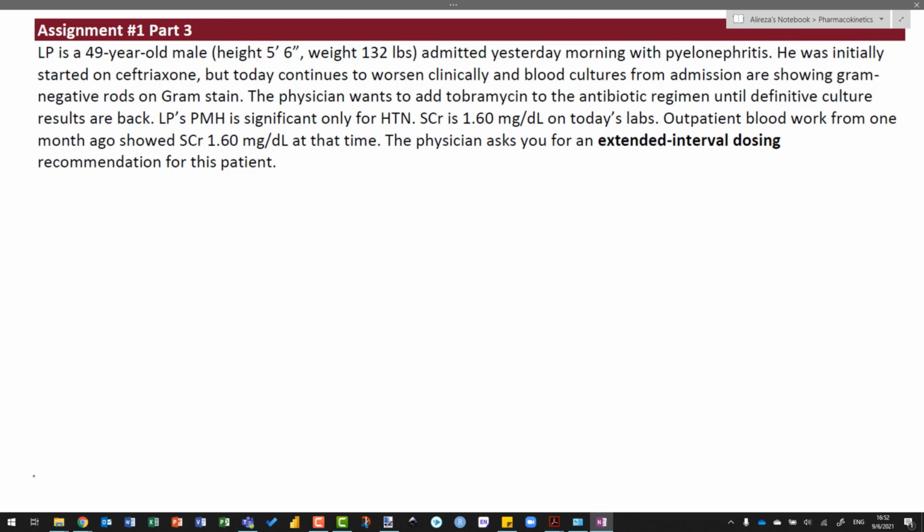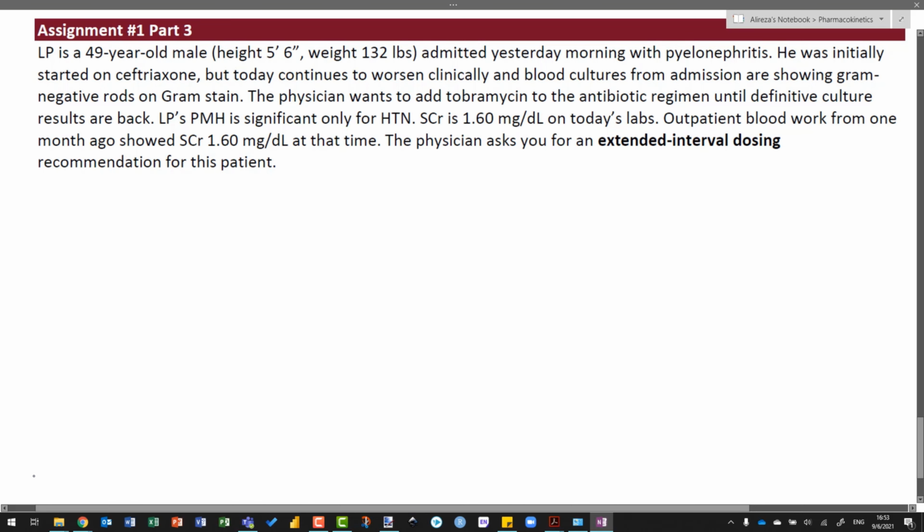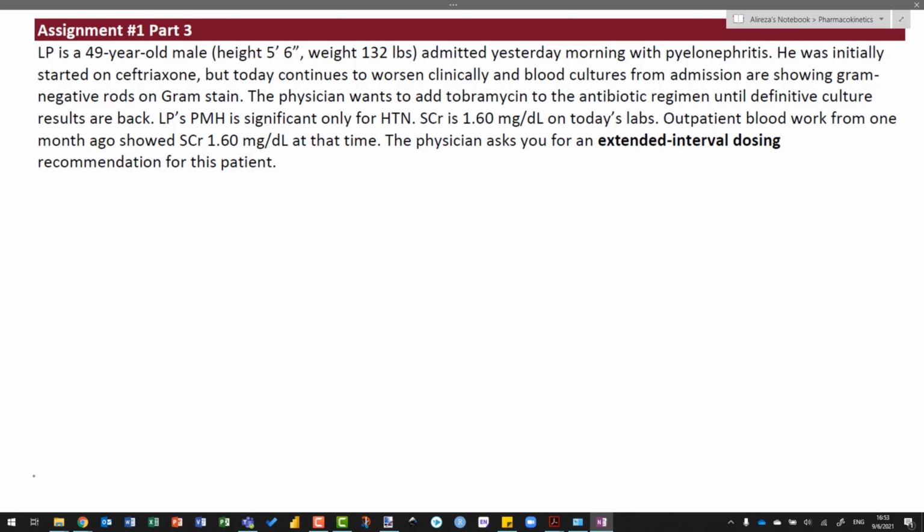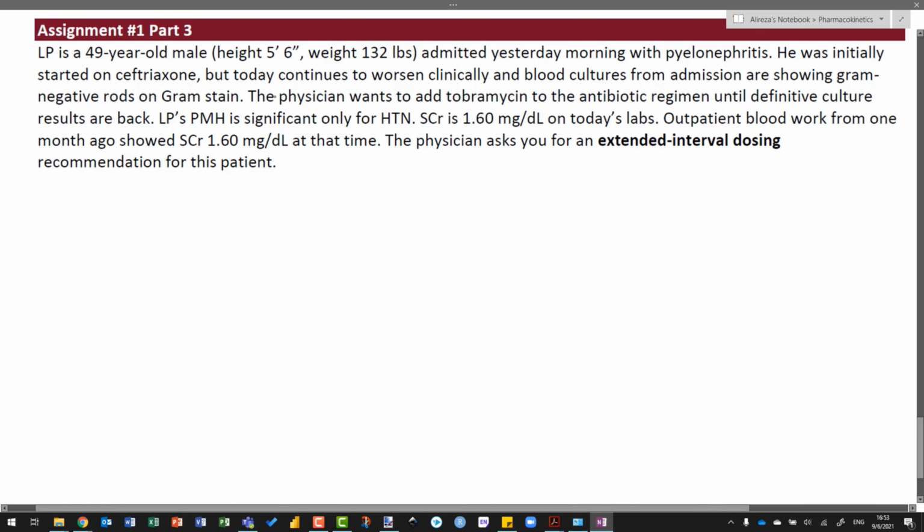Serum creatinine is 1.60 on today's labs, and because the past medical history only says hypertension, we don't have reason to believe that this patient has other issues. Outpatient blood work from 1 month ago showed serum creatinine of 1.6, which basically tells you that serum creatinine is stable at 1.6, and the physician asks you for an extended interval dosing recommendation for this patient.